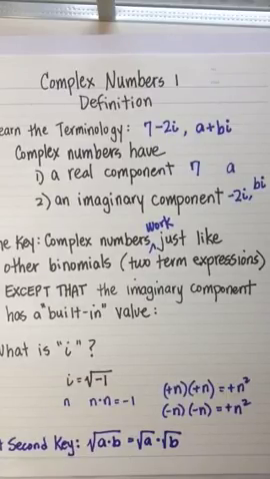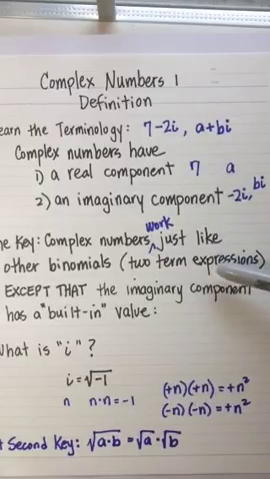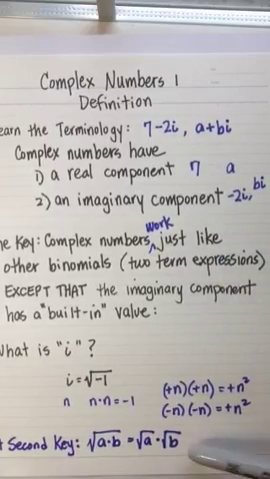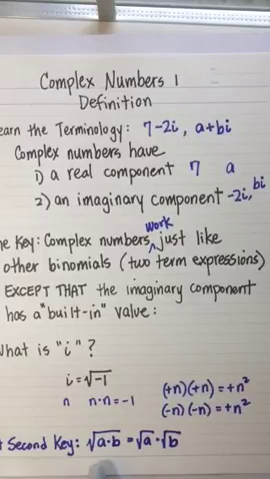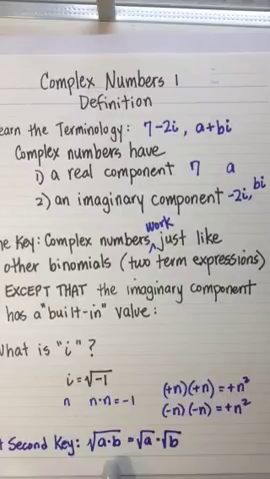So we have two keys. First, they work just like other binomials. And secondly, we have to remember that when you can factor the term under a square root, the square root of that term is equal to the square root of the factors multiplied by each other.